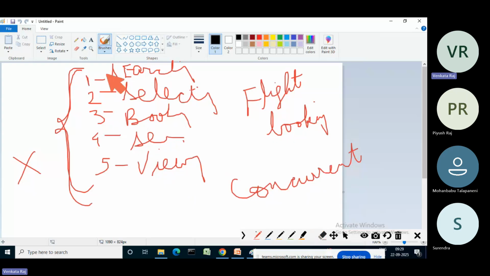Simultaneous means all the 5 users, again 5 different users, are using the application, but all of them are doing the same transaction at the same time. All of them are logging in at the same time. All of them are searching for the flight at the same time. All of them are booking the flight at the same time.